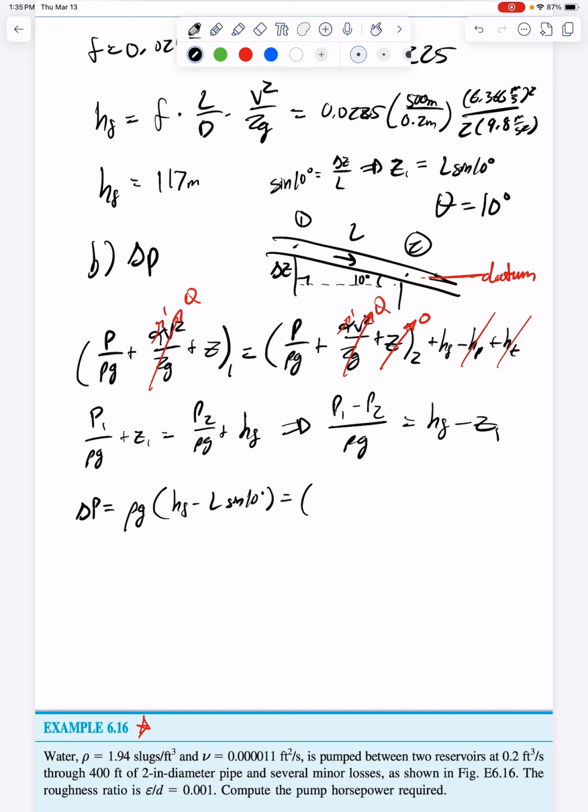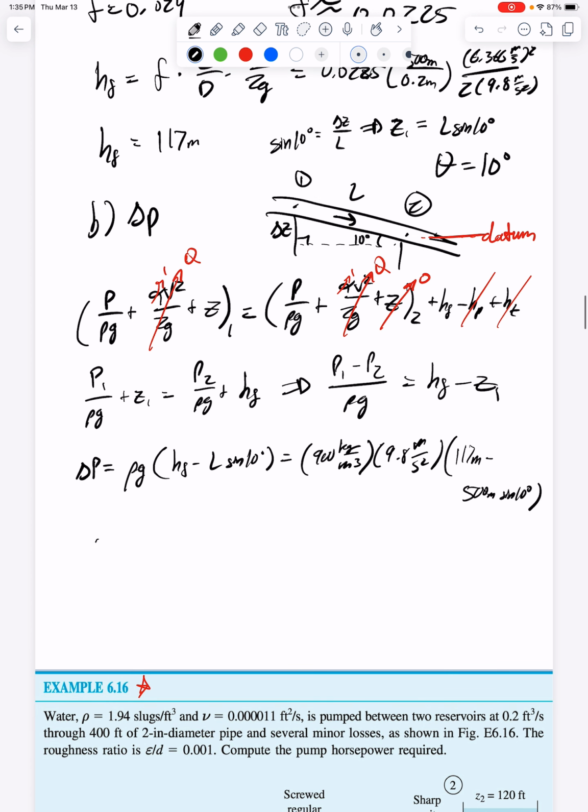So that's about 900 kilograms per cubic meter times 9.8 meters per second squared times 117 meters minus 500 meters times sine of 10 degrees, which gives me a pressure difference of 266 kilopascals. Any questions about that?